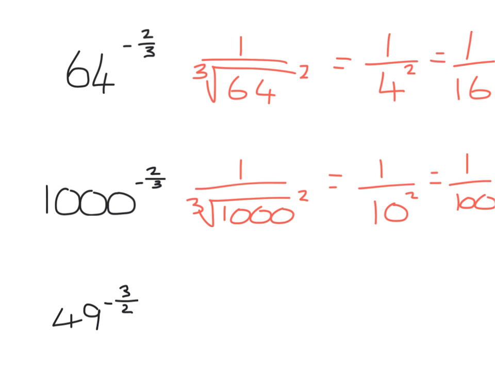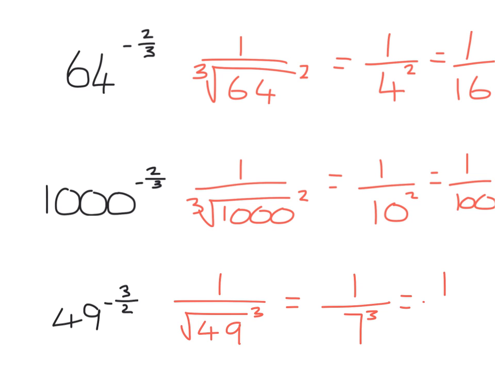And finally, notice our numbers are the other way around in the fraction. So we always deal with our denominator first. When there's a 2 as our denominator, we square root it. So we've got 1 over the square root of 49, and then we have to cube our answer. So that would give us 1 over 7 cubed, and that will give us 1 over 343.